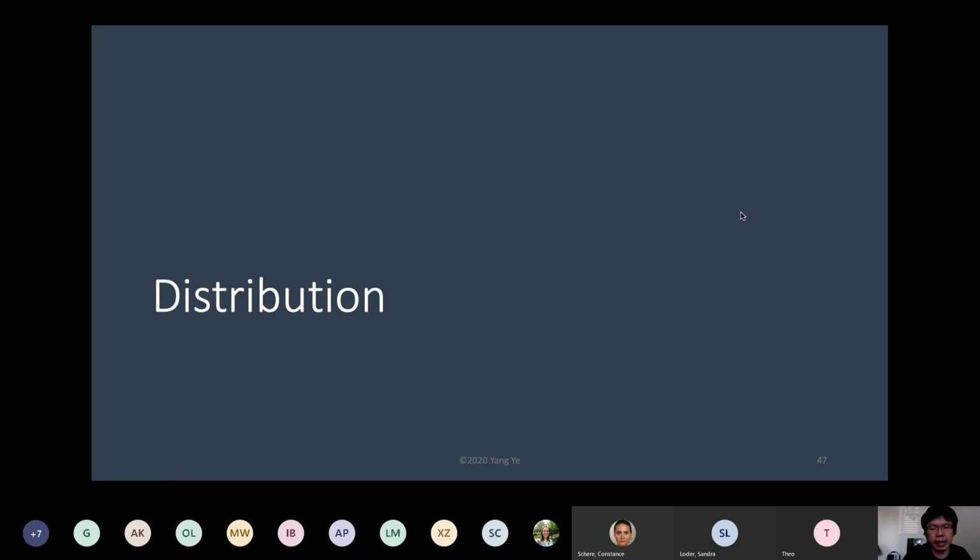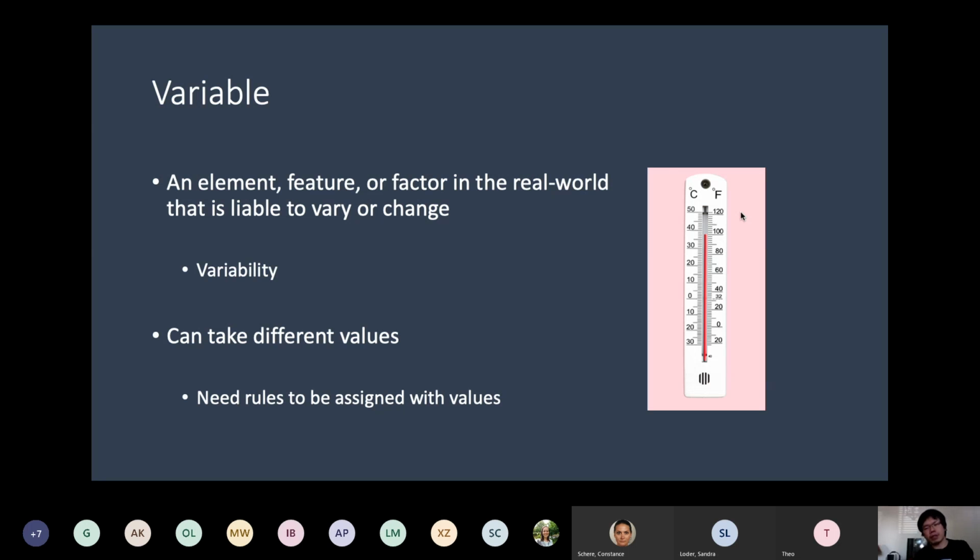So now we go into data. The first fundamental concept is the idea of distribution. And so the first concept is variable. A variable is an element or a feature or factor in the real world that is liable to vary or change. It has the feature of variability, which means that it can change or take different values. Okay?